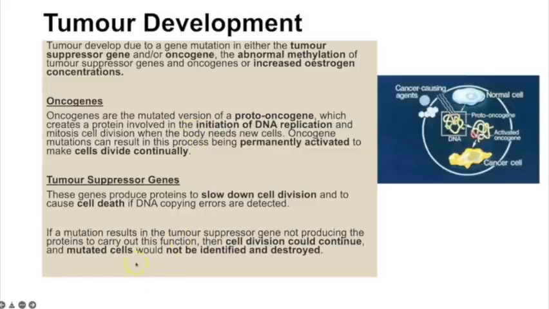Now, if a mutation results in the tumour suppressor gene, that means that protein isn't produced and cell division isn't slowed down, so it'd continue. Mutated cells would not be identified and destroyed.